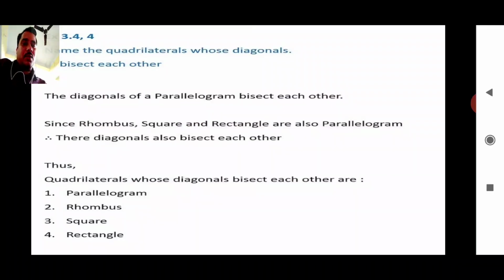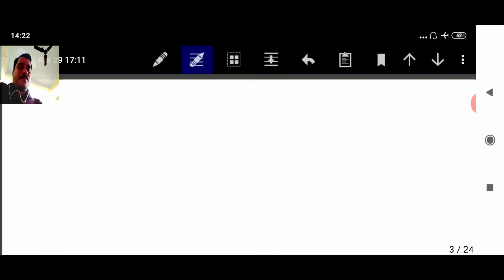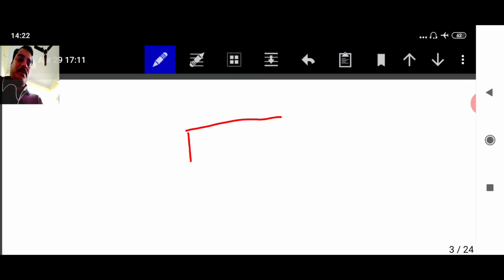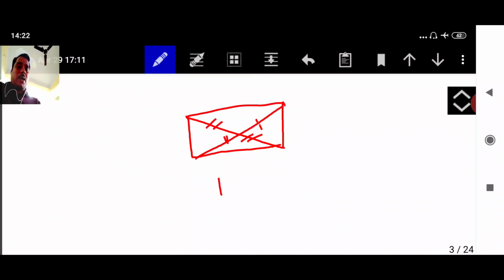Name the quadrilaterals whose diagonals bisect each other. Students, notice here that the diagonals of a parallelogram bisect each other. Since rhombus, square and rectangle are also parallelograms, their diagonals also bisect each other. Means quadrilaterals whose diagonals bisect each other are parallelogram, rhombus, square and rectangle. You know that in a parallelogram, diagonals bisect each other. Means this is equal to this and this side is equal to this side. Parallelogram.